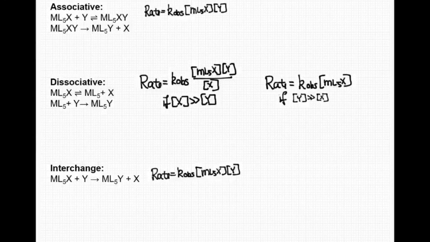So to put all that together, if we compare the rate laws of the three mechanisms, we see that an associative mechanism and an interchange mechanism are both second order, and so we would expect that dependence on the concentration of the incoming ligand for either of those mechanisms. For a dissociative mechanism, we see different behavior. We see that the rate is inversely proportional to the concentration of the leaving ligand, and we also see that at really high concentrations of the incoming ligand, the rate saturates, meaning the rate no longer depends on the concentration of the incoming ligand.